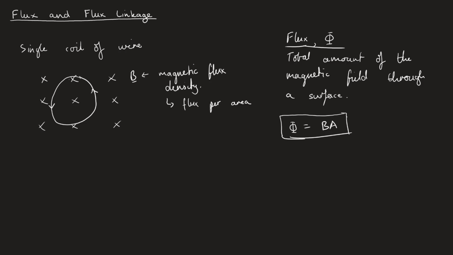But then we have to take the idea that obviously not always are we going to have a single coil of wire. Sometimes we have solenoids. So now we need to introduce the idea of what a solenoid is.